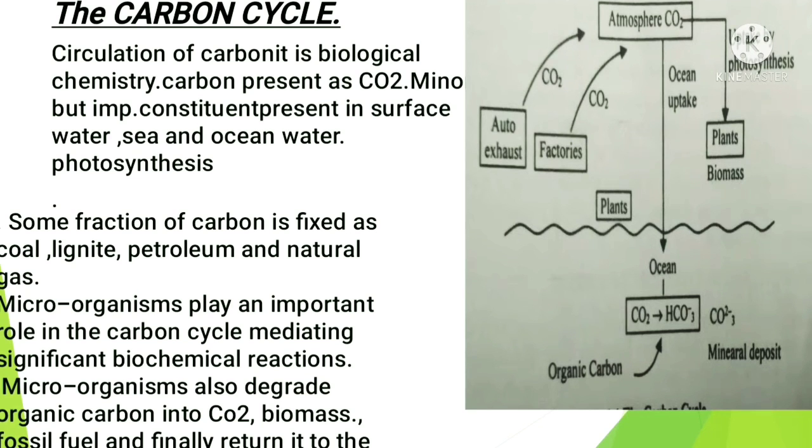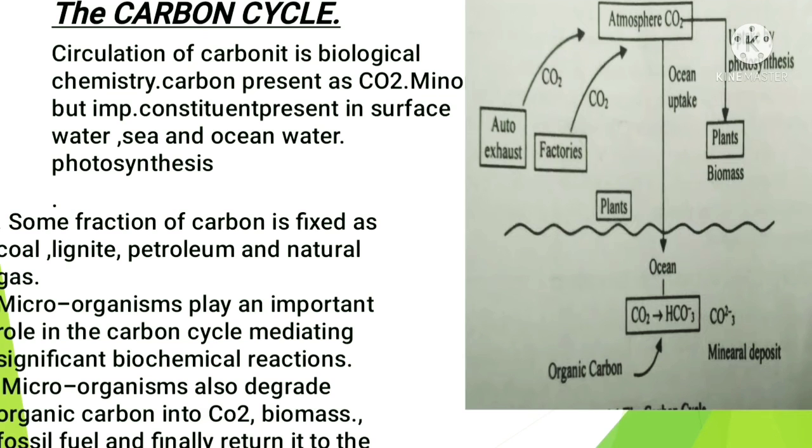Firstly, a part of carbon is dissolved in surface water and in groundwater as bicarbonate, HCO3 minus. Again, a major portion of the carbon is dissolved in sea and ocean water. It is deposited at the bottom of sea or ocean. Again, a part of carbon is fixed by photosynthesis as biological carbon. It is used biologically also by the green plants for the process of photosynthesis. Some fraction of carbon is fixed in coal, lignite and petroleum, natural gas.